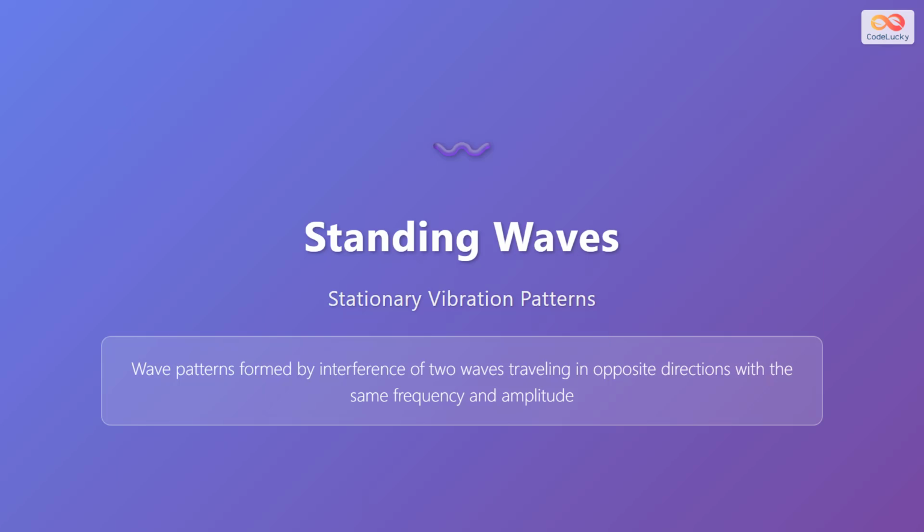Standing waves, also known as stationary waves, are fascinating wave patterns that appear to vibrate in place rather than traveling through space. These special patterns form when two waves of the same frequency and amplitude travel in opposite directions and interfere with each other. Unlike regular waves that move from one point to another, standing waves create a pattern that remains fixed in position, making them appear as if they are standing still.